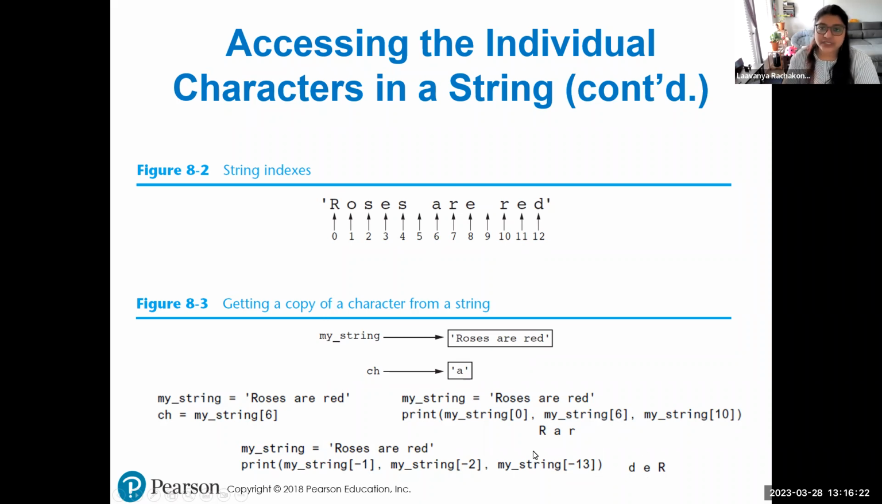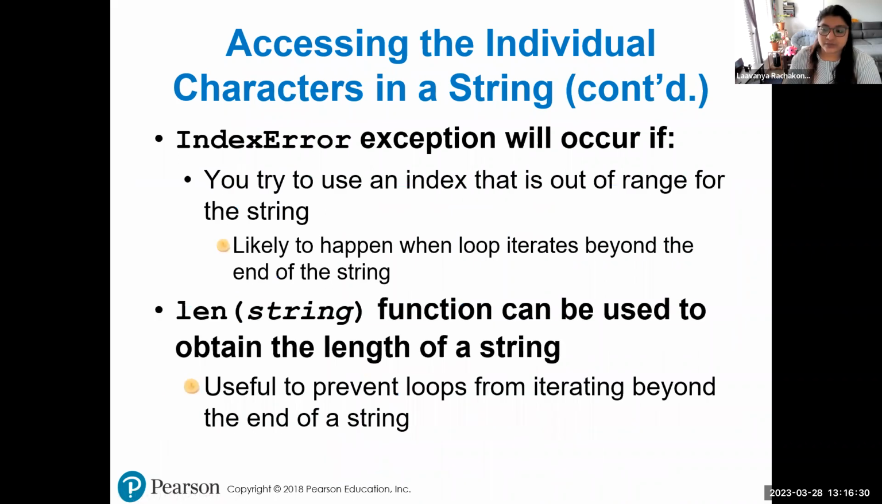When you are using indexes, there is a good possibility of having a particular error, that is index error. You should be familiar with the index error because we have looked into this in our chapter 7. If you try to use an index that is out of range, you are going to get the index error exception. This can happen when you use a loop to iterate beyond the end of the string. So how can we fix that? By using the length of the string. If we know the total number of elements in our string, then there is a good possibility to reduce the index error exceptions.